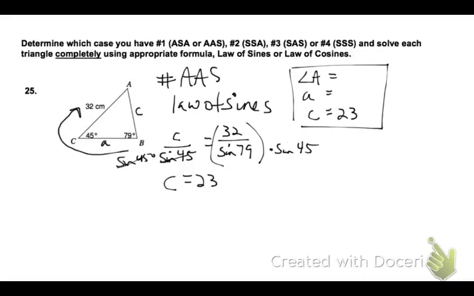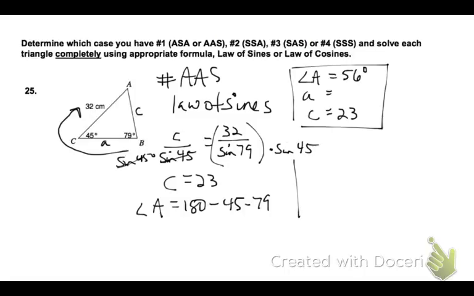So now let's focus on angle A. Well, we know the other two angles, so we can just subtract from 180. So we can say 180 minus 45, and now minus, sorry, 79. There we go. And so angle A, put that in your calculator, is 56.